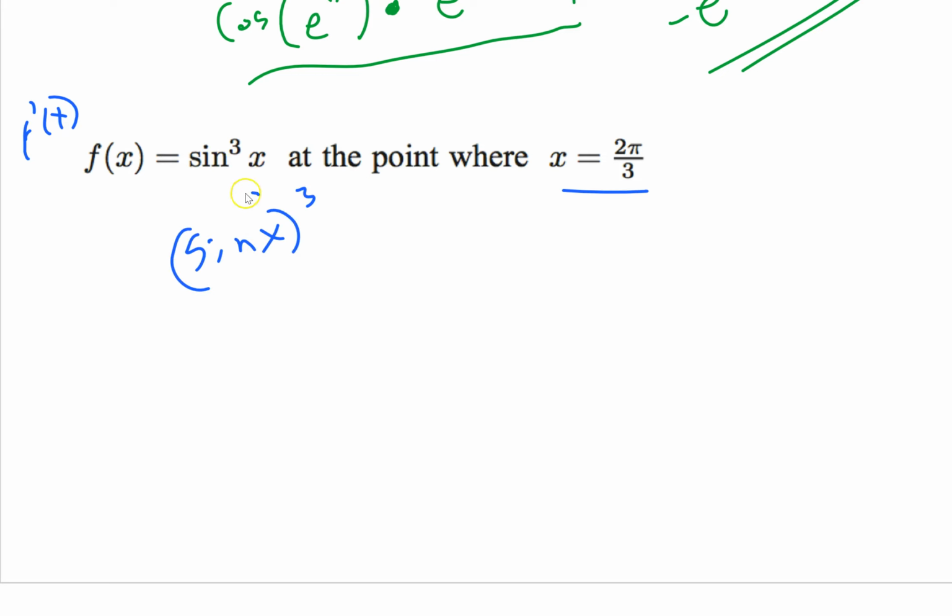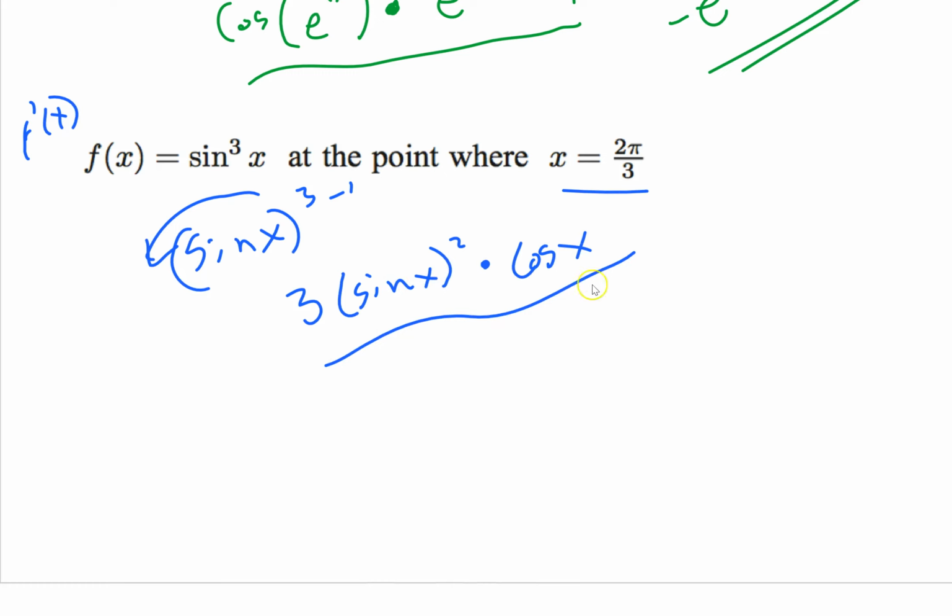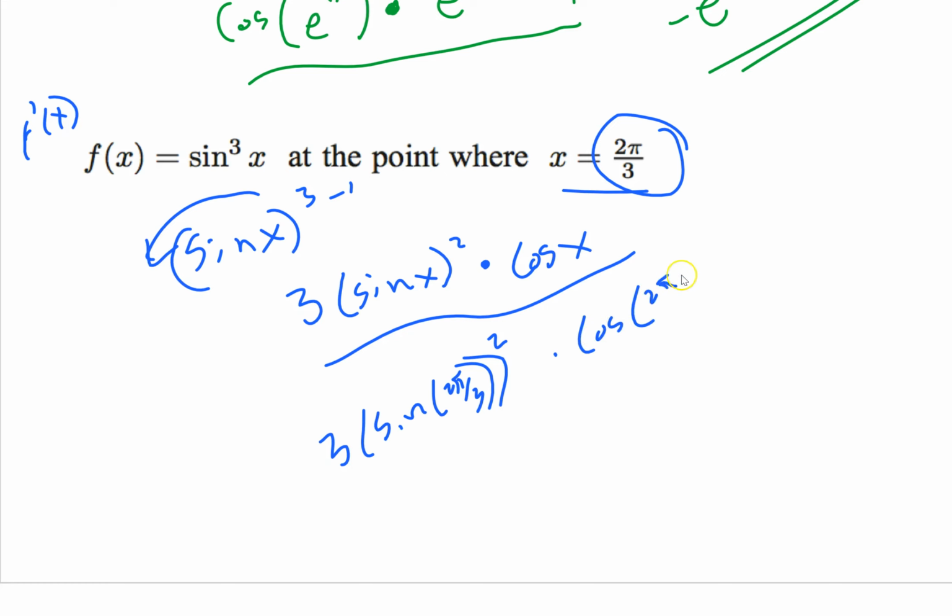So the derivative: bring the 3 outside down, subtract 1 off, so squared. Leave the inside alone, times the derivative of the inside. Derivative of sine is cosine. Again, notice it's sine x, cosine x, right? You never have a sine or cosine by itself. So that's my derivative. Now they want us to plug in 2 pi over 3. So 3 sine 2 pi over 3, squared, times cosine of 2 pi over 3.